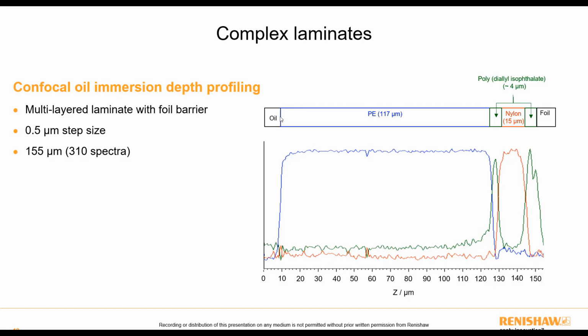Here we've got our oil at the surface. We've got a thick polyethylene layer, 117 microns thick. And then towards the end of that, before we get to the foil, we've actually got nylon present. Now, either side of the nylon, we're even picking up polydiallyl isophthalate. This is a thermosetting resin. So this is how we're adhering the different polymer layers together, the foil to the nylon to the polyethylene. And this is really relevant because we might want to understand any failures or any variations in this.